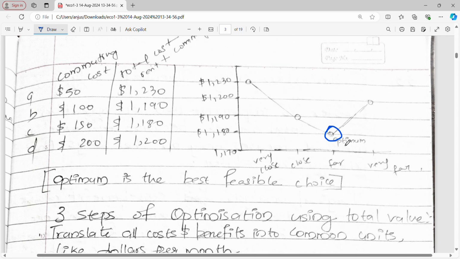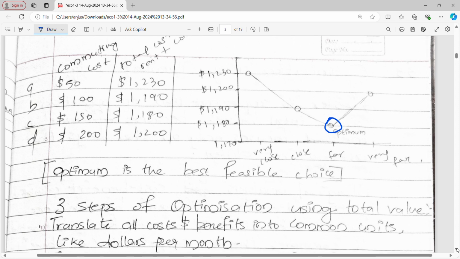an option has to become the optimum, the very before option and the very next option have to be worse. So here the close is becoming expensive, that is, it is a worse option for the consumer, and the very far is also expensive, so it is also a bad option for the consumer. So in the middle we have the optimum, so that is the best option. You'll understand this concept with the coming examples.